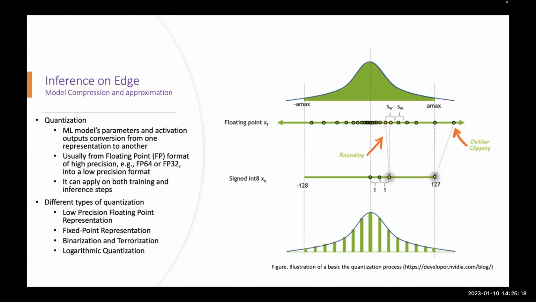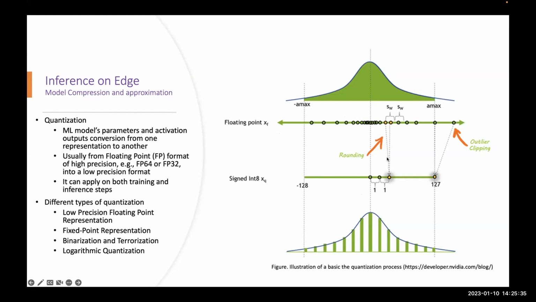You have the figure on the right here that I took from NVIDIA, and it explains the thing very well. You have your distribution on a floating point axis, and then you want to bring it to an integer axis.